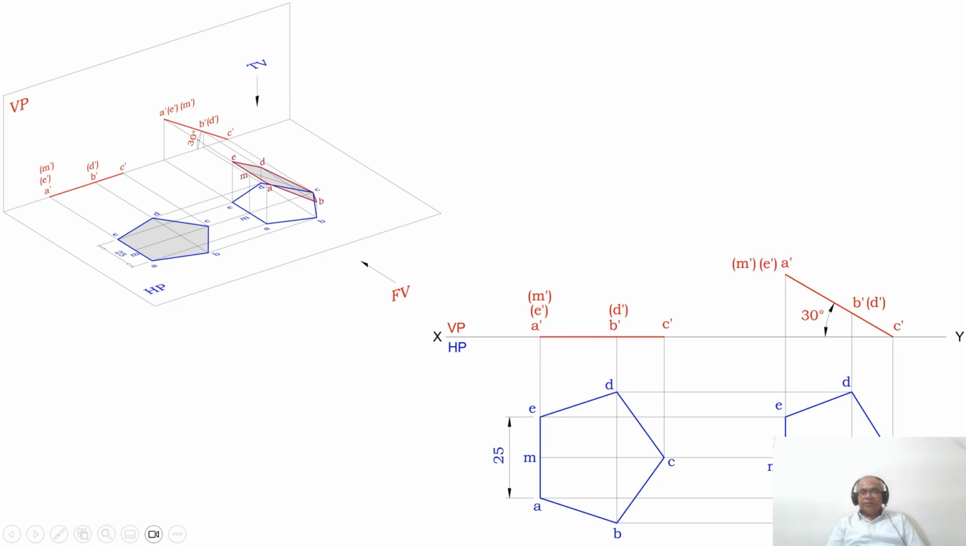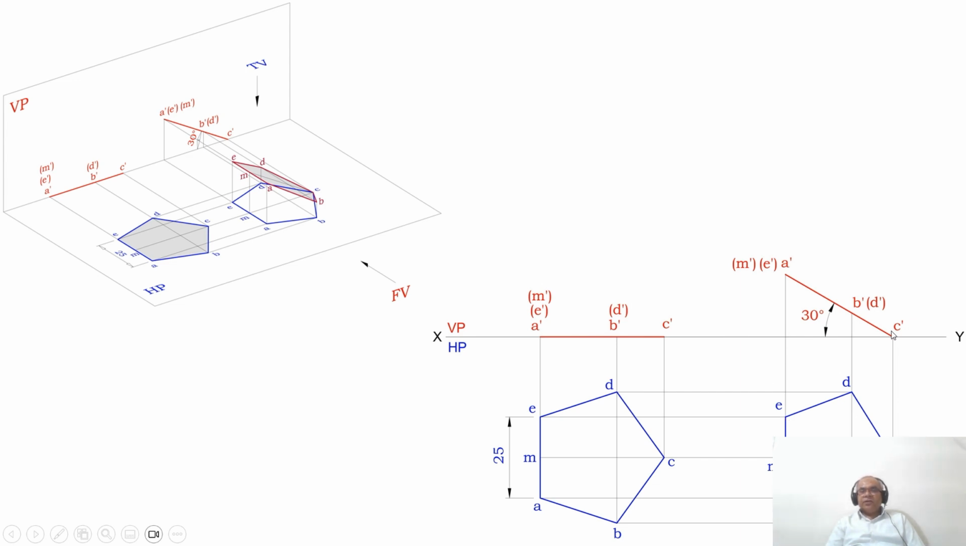Both these two lines will intersect at these 2 points. You mark these 2 points as B and D. Similarly, draw a vertical projector from C dash and a horizontal projector from C. Both these 2 lines will intersect at this point. You mark this point as C. Then join A to B with a dark line, B to C with a dark line, C to D, D to E and E to A with a dark line.